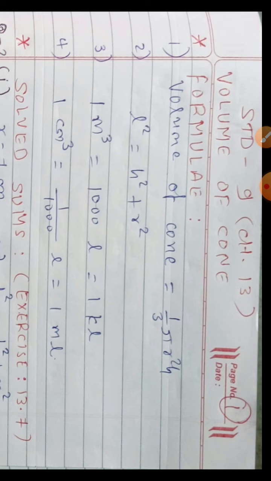Whenever your measurements of radius and height are both in centimeter, your volume will be in the unit of centimeter cube. At that time divide by 1000, so that you will have capacity in liter.